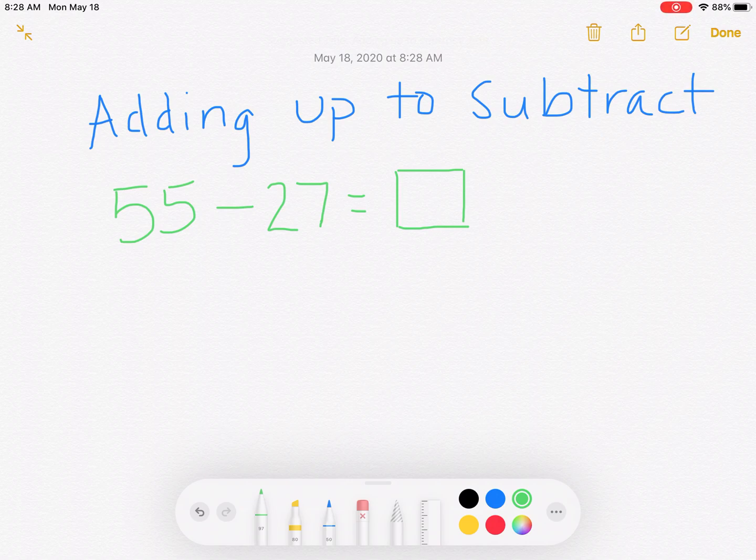Let's take a look at a math concept from this week, adding up to subtract. This is something we did before earlier in the year, but we might need a refresher. Why would you add to subtract? A lot of us have brains that are really comfortable with adding and then get a little confused with subtraction.